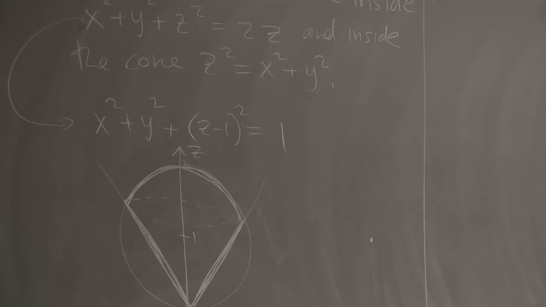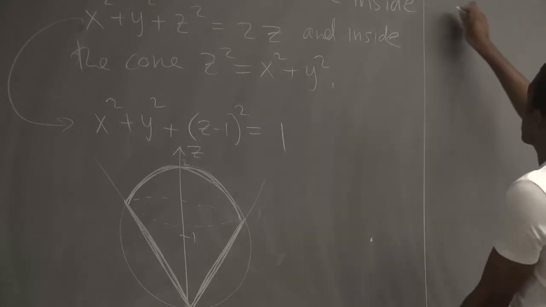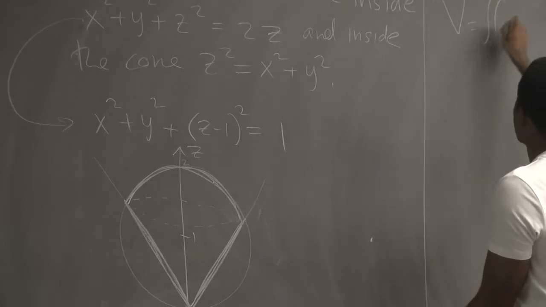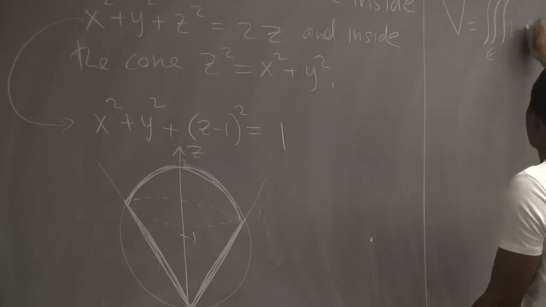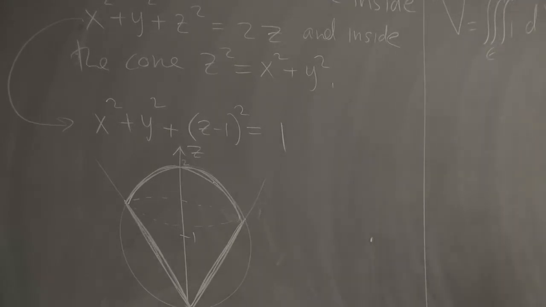Okay, so now we want to set this up. We want to do it in spherical coordinates since we're in the spherical coordinate section. So we know that we're going to want volume to be the triple integral over this solid of 1 dV. Now, if you were doing that, what would it look like? We need to figure out what is rho, what is theta, and what is phi.